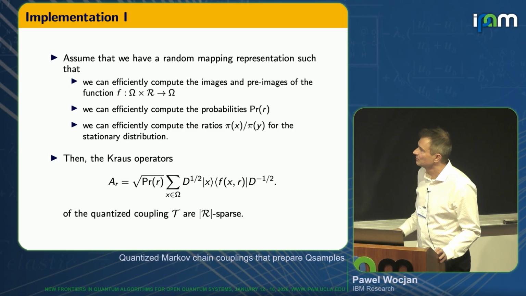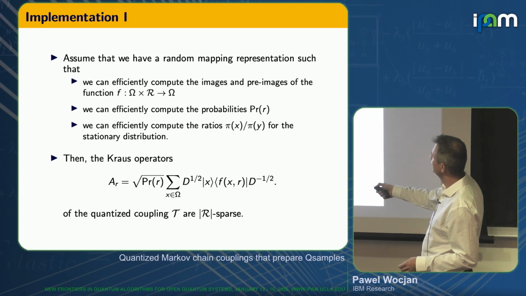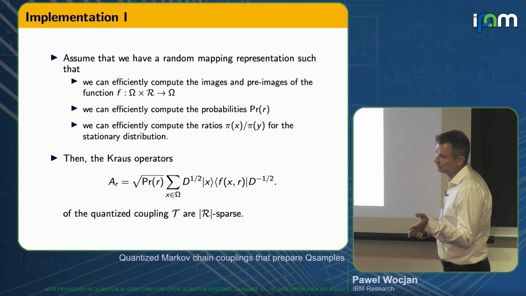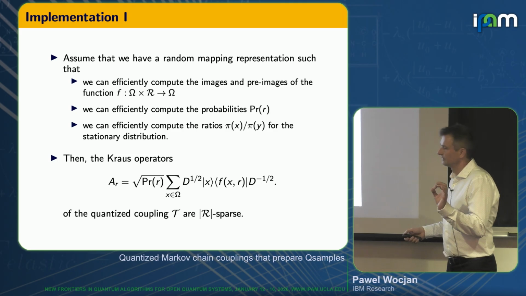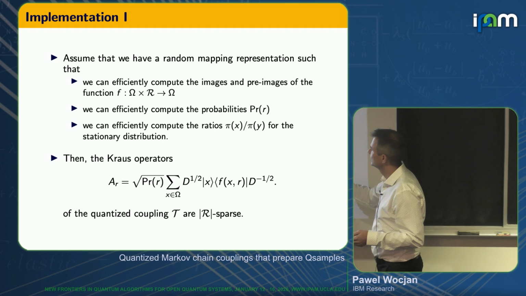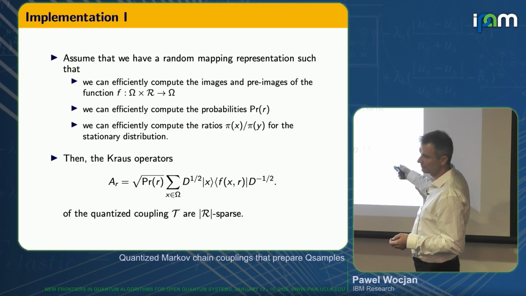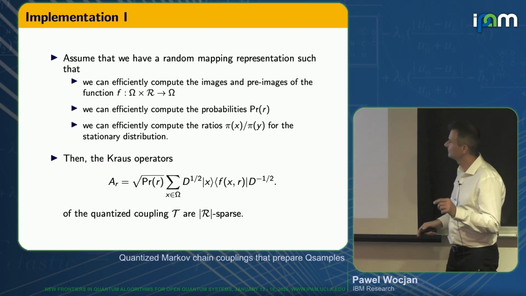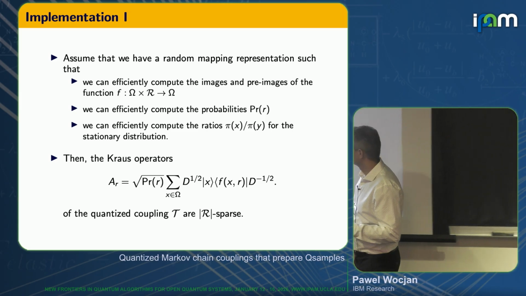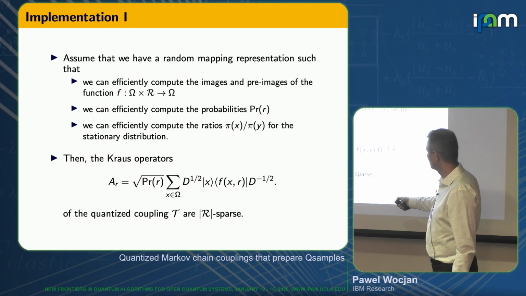Okay, and so what we can do is, the implementation is, we assume that we have a random mapping representation such that we can efficiently compute the images and pre-images of the function, and you can do that, for example, for the example that I just showed you, this recoloring of the graph vertices, and assume that we can also efficiently compute the probabilities, and that we can also efficiently compute the ratios. And so remember, computing ratios, that's okay, because the partition function goes away. And then the Kraus operators of the quantized coupling are sparse.